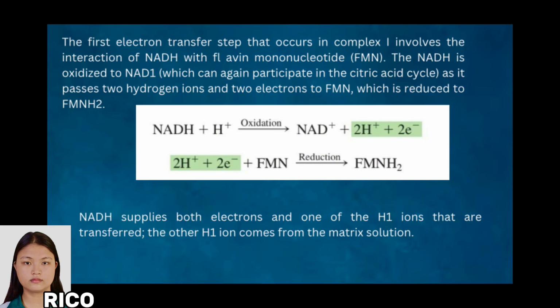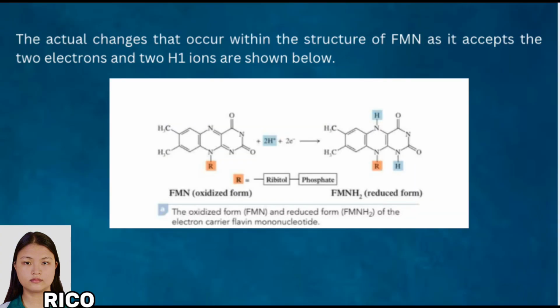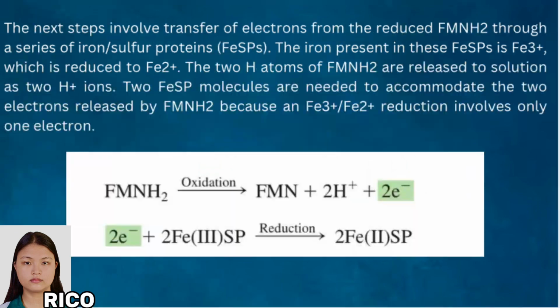NADH supplies both electrons and one of the hydrogen ions that are transferred. The other hydrogen ion comes from the matrix solution. The actual changes that occur within the structure of flavin mononucleotide as it accepts the 2 electrons and 2 hydrogen ions are shown below. The next step involves the transfer of electrons from the reduced flavin mononucleotide through a series of iron-sulfur proteins.